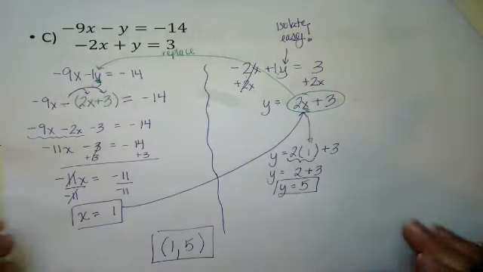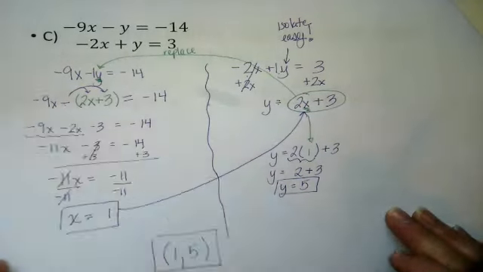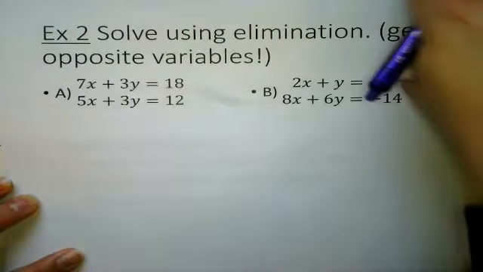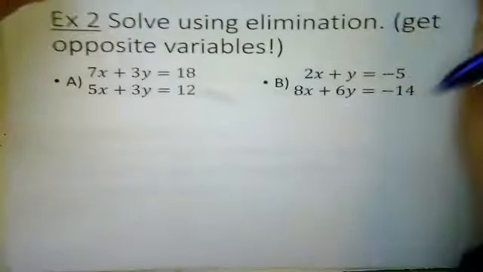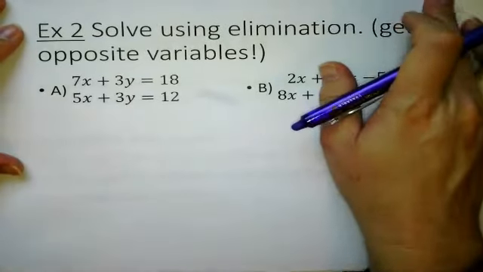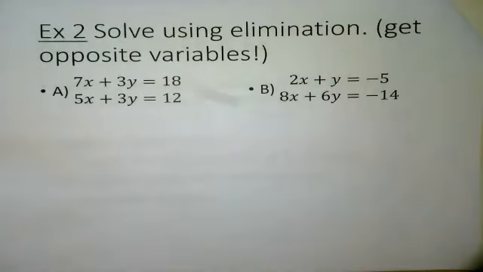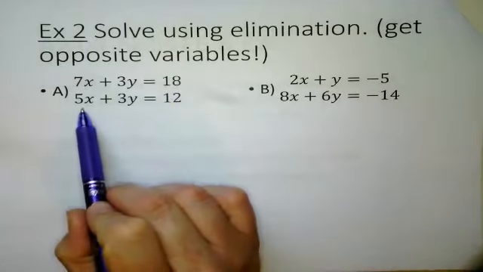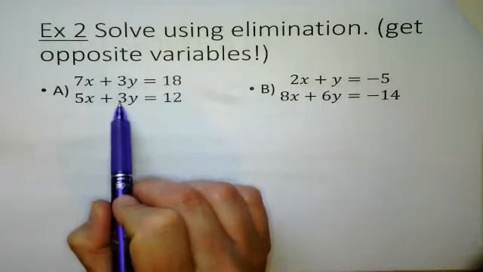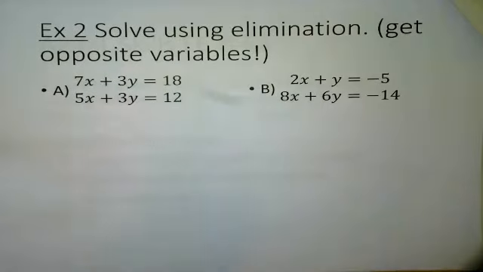That's it. That's substitution. Let's talk about elimination. Elimination is where we eliminate our variables. And you can see these are a little more complicated looking. Like when I look at these numbers, I don't have what I would call an easy variable.